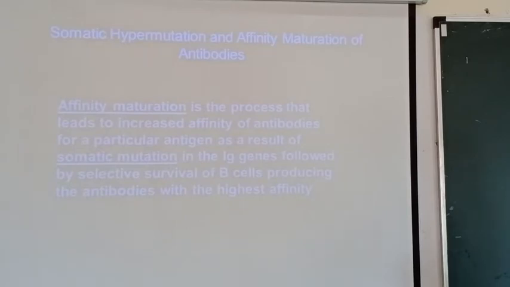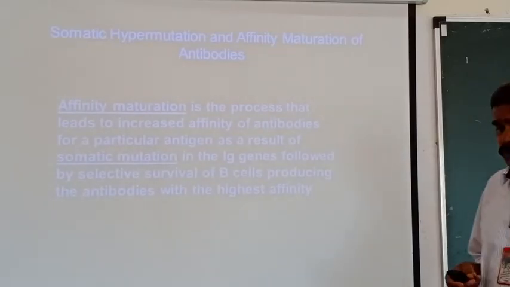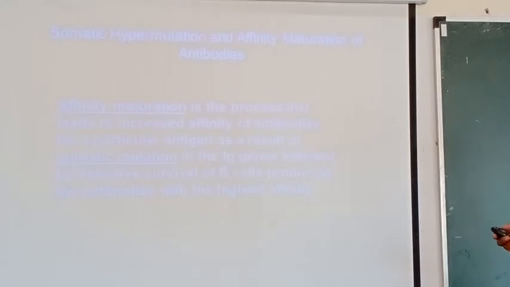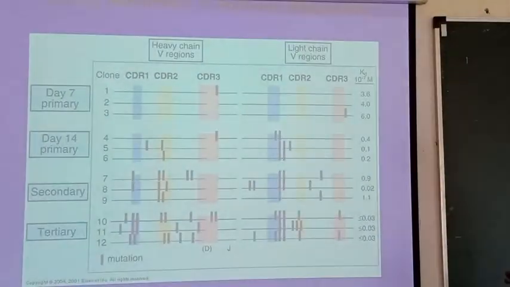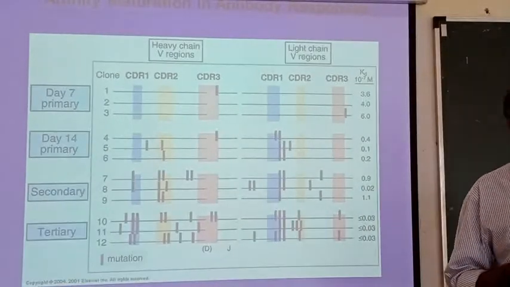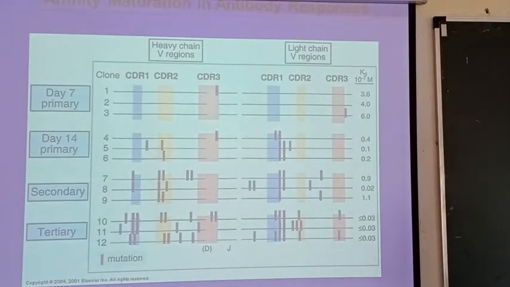So what is this affinity maturation and the affinity? Affinity maturation is the process which leads to an increase in the affinity of the antibodies to a particular antigen, as a result of somatic mutation in the IgG gene, followed by selective survival of B cells producing antibodies with the highest affinity. Survival of the B cells is very important to produce a high amount of antibodies. The affinity should be there, and this affinity is because of the somatic mutation which takes place in IgG.